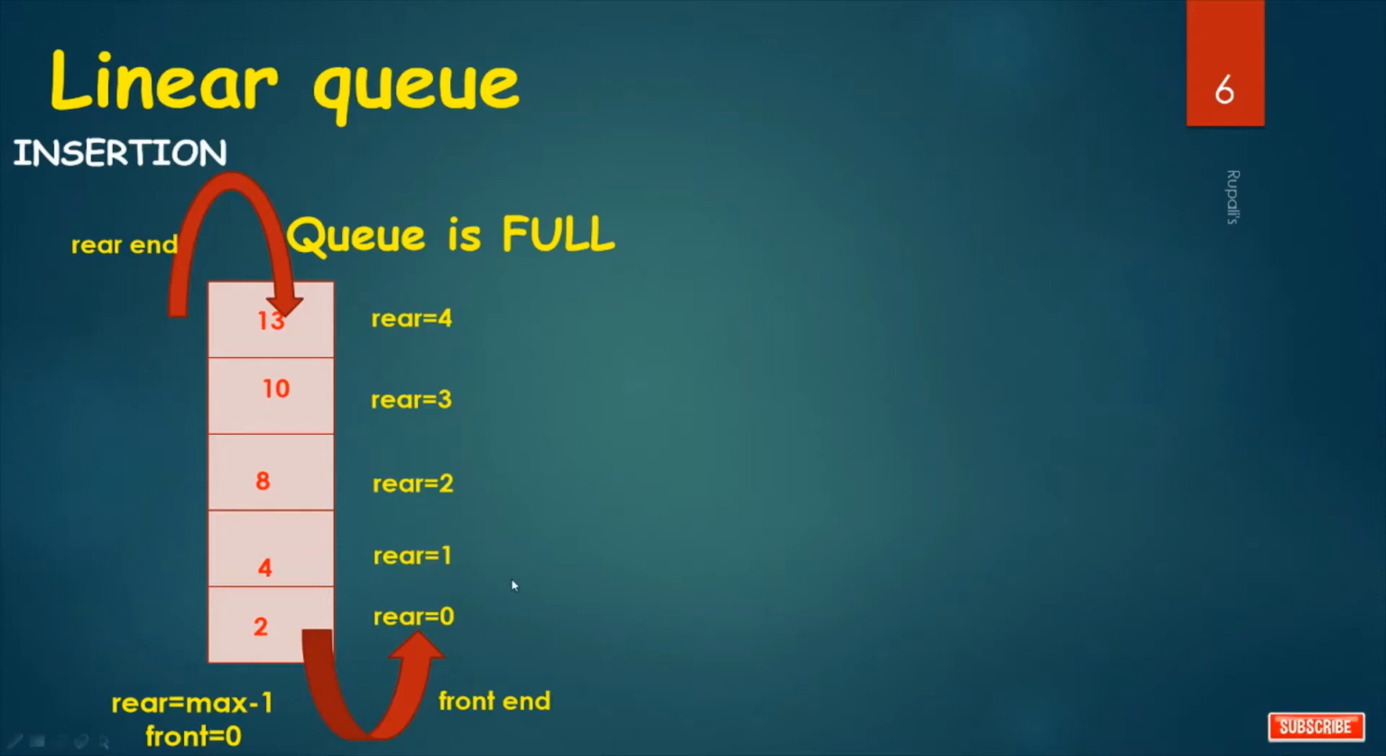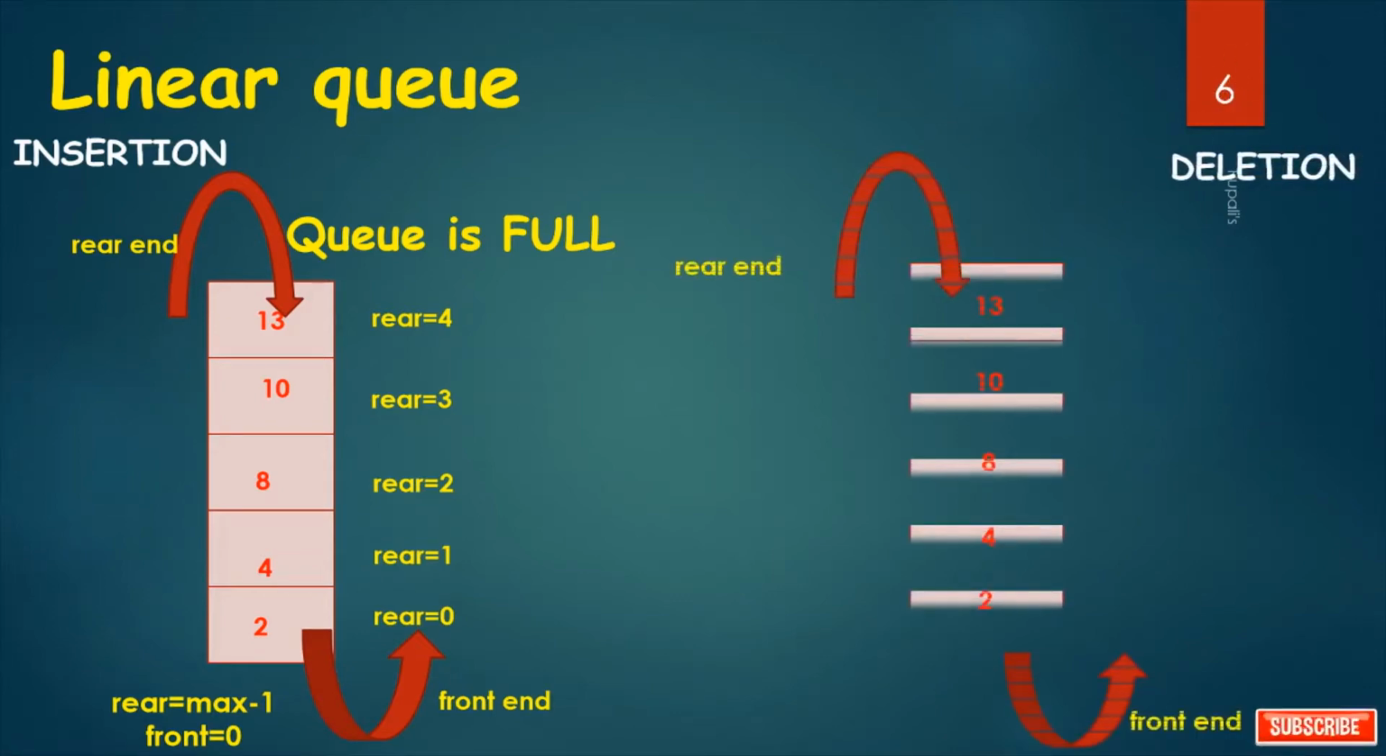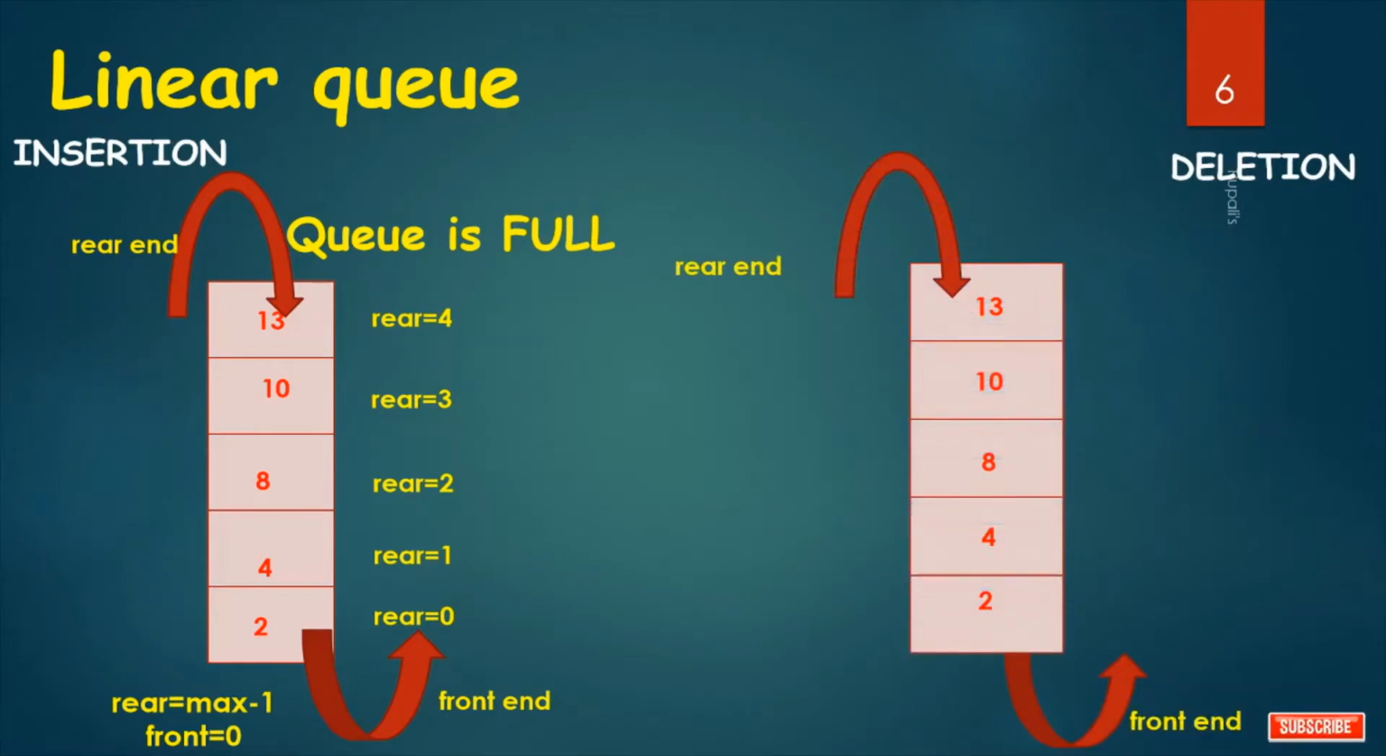Okay. Now it comes to deletion. Now we want to delete. So first see what is the deleting end. This one is the inserting end, the rear end, and the deleting end is the front end. What is the initial value of front? Front is 0. So initially front is 0. Now you have to delete. So delete 2 because queue follows the FIFO rule. The first inserted element will be deleted first. So first 2 will be deleted.